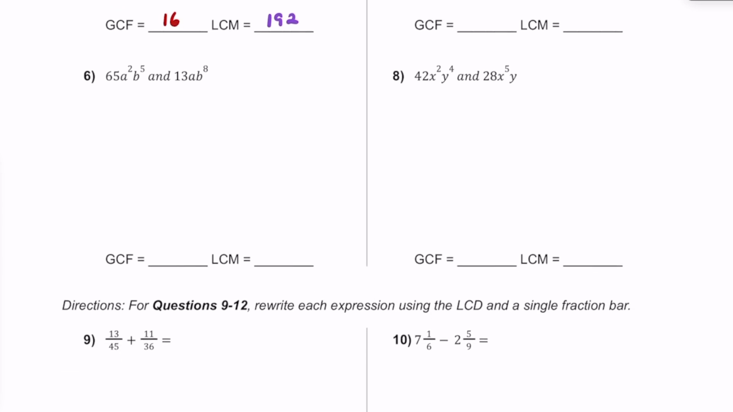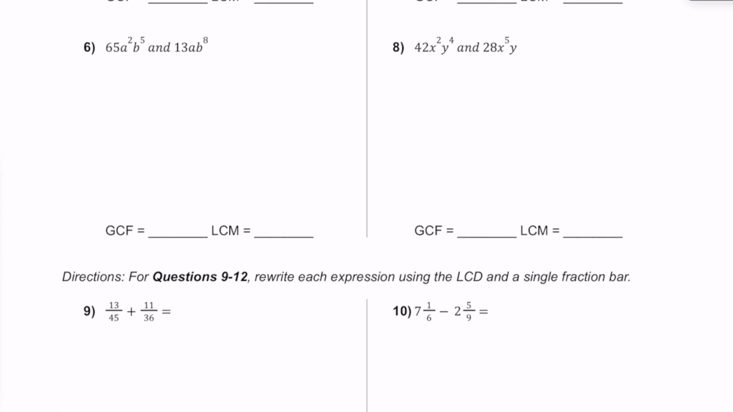All right, moving on to number 6. For number 6, we have 2 monomial expressions here. When you're finding the GCF and LCM, you don't have to include the variable parts if you know how those are going to work, but feel free to write them in if you would like to. While 13 is prime, it is a factor of 65, so 65 breaks into 5 times 13, right? So 13 is a common factor here, it goes in 5 times and goes in 1 time over here.